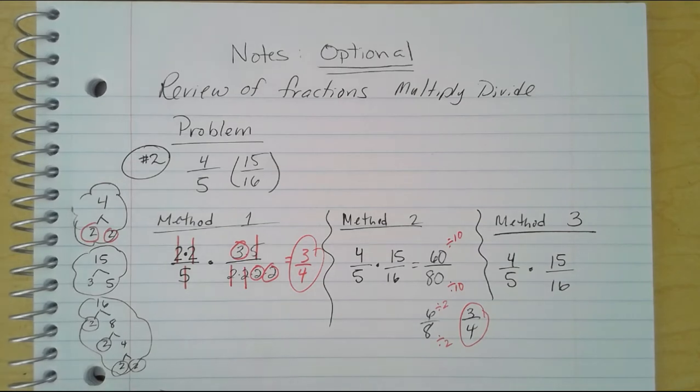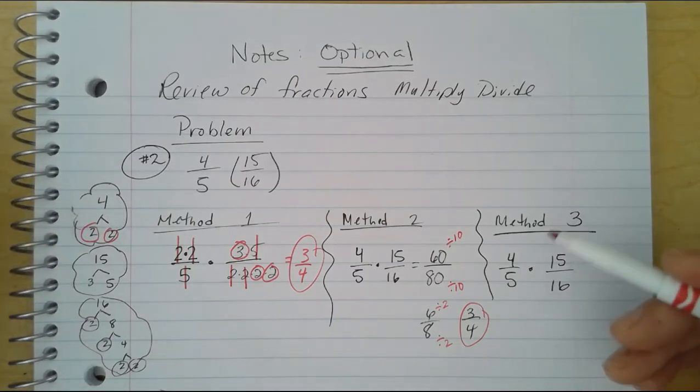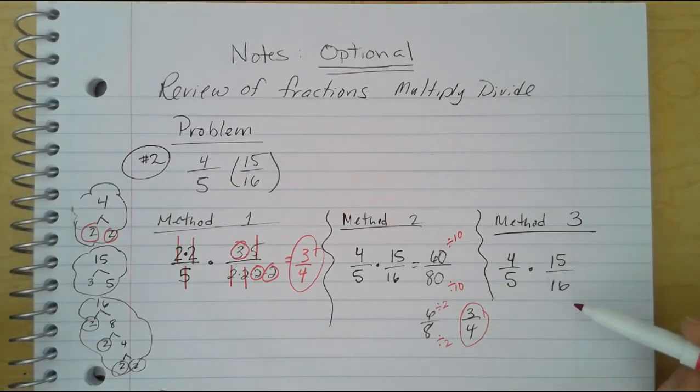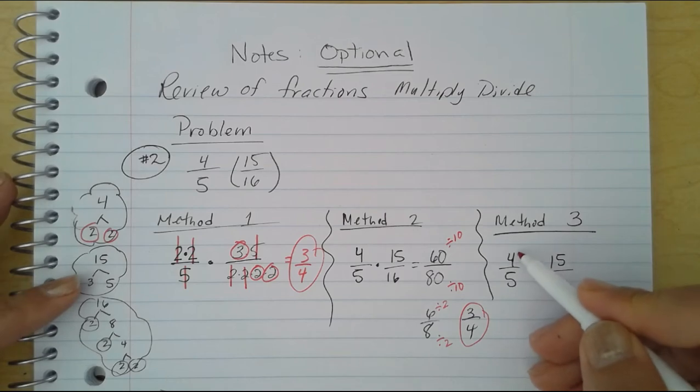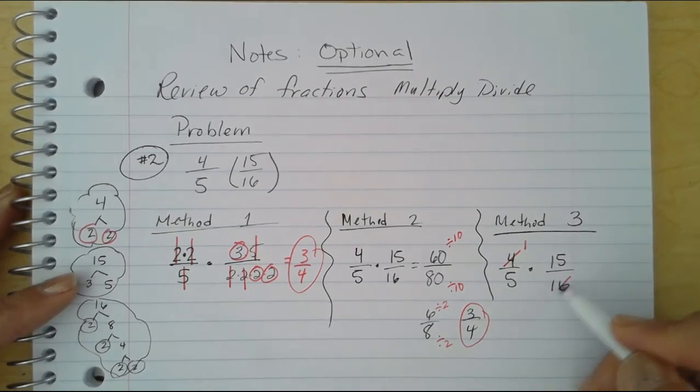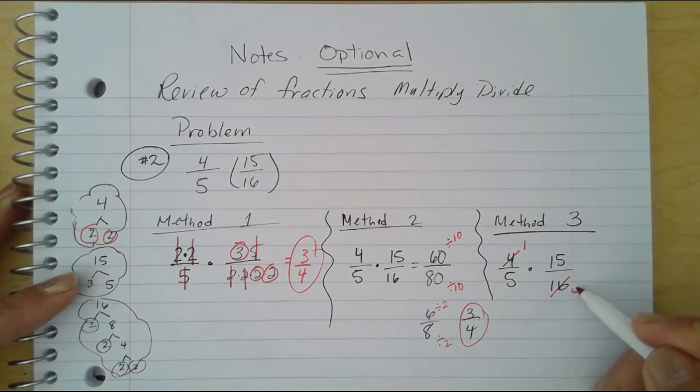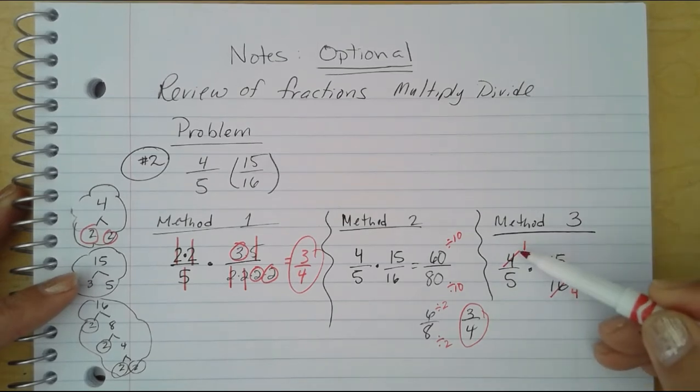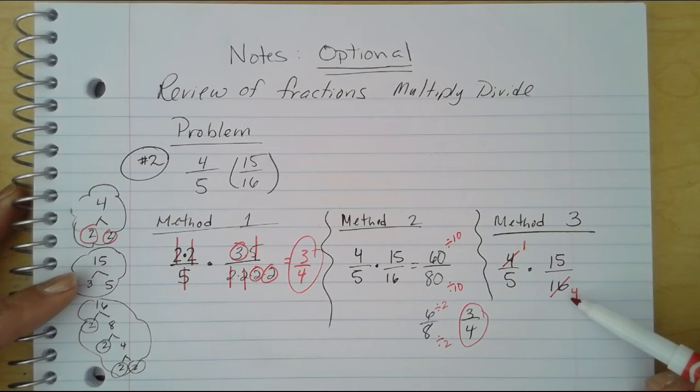The last way of doing this is cross-canceling. Some of your parents may have shown you how to do that. The big thing to remember on cross-canceling is whatever you divide the top by, you need to divide the bottom by. Here I see that 4 is divisible by 4 one time. 16 is divisible by 4 four times. I've divided by 4 on the top and divided by 4 on the bottom.